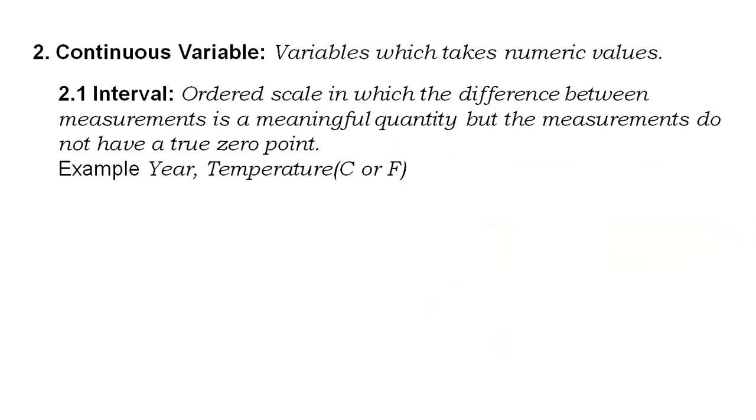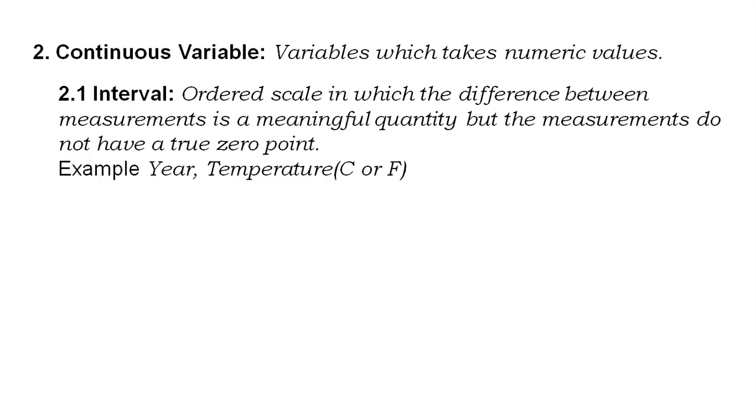First is interval. Intervals are an ordered scale in which the difference between measurements is a meaningful quantity but the measurements do not have a true zero point. Means an interval continuous variable can never attain a zero value. Like year can never be zero. Temperature, if we calculate the temperature in Celsius or Fahrenheit, they can't be zero.